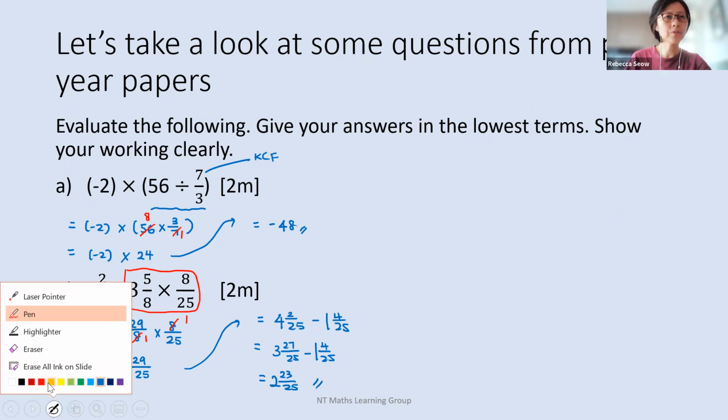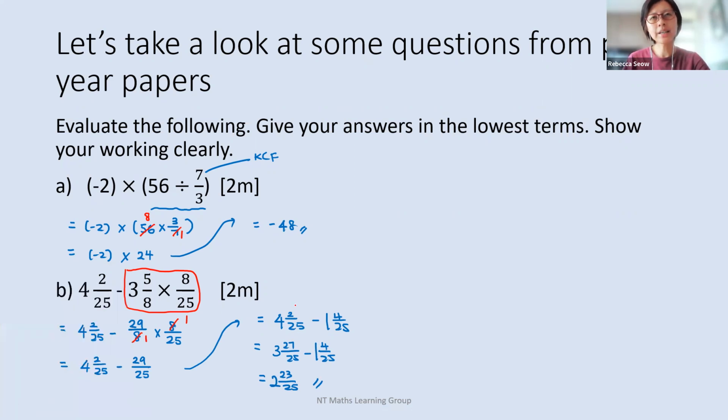Okay, so for those of you who wonder, how did I regroup my 4 wholes, 2 and 25? Let me show you how I did that. I regroup by dropping 1 whole from the whole number. So from 4, I drop to 3.